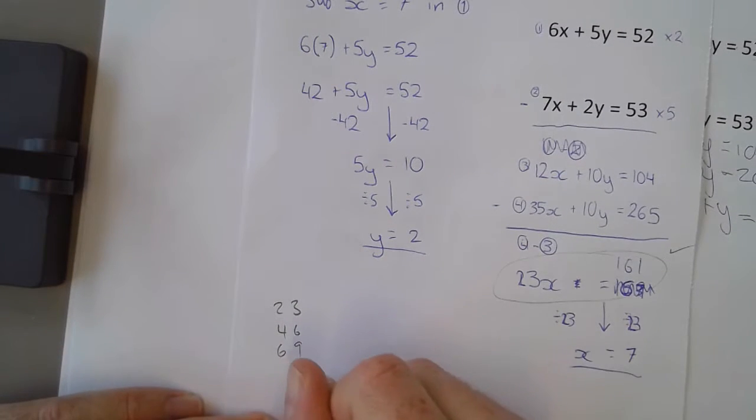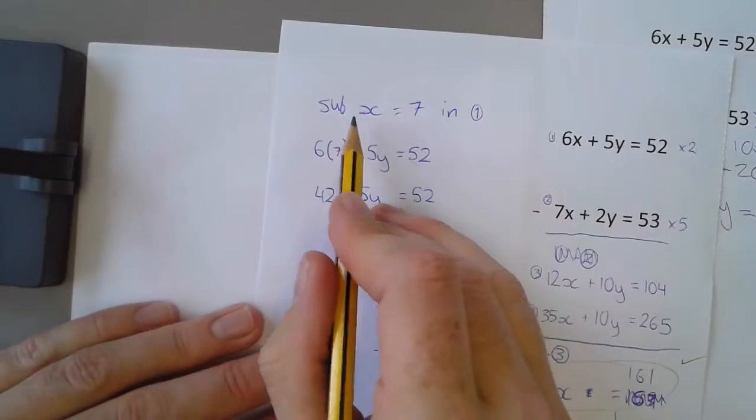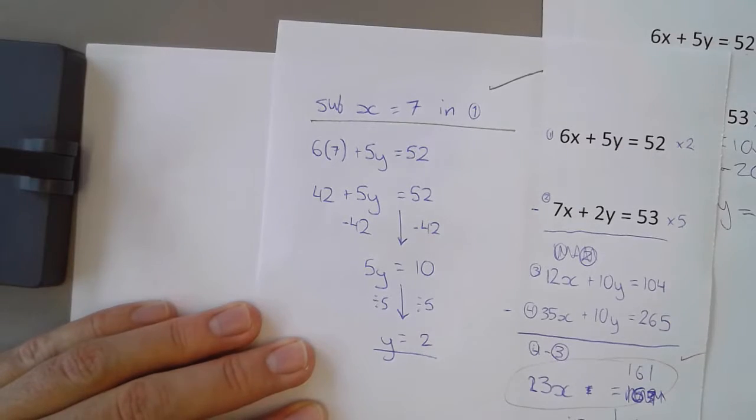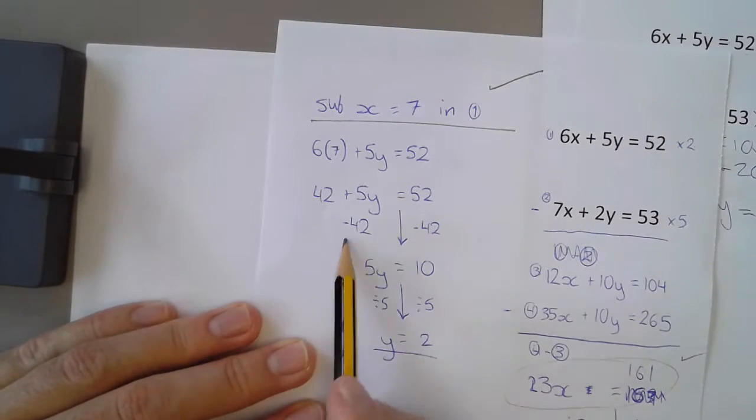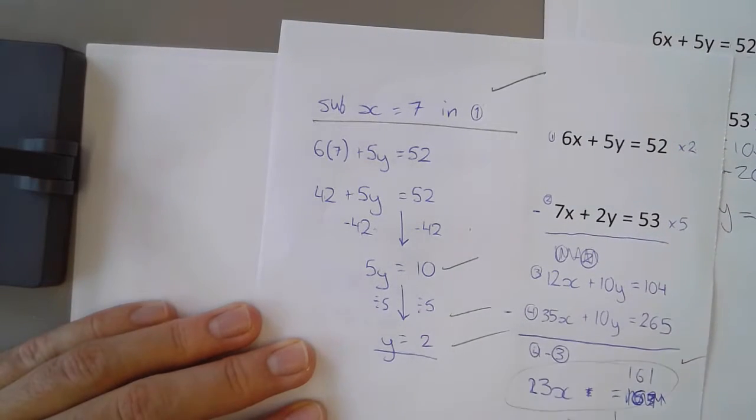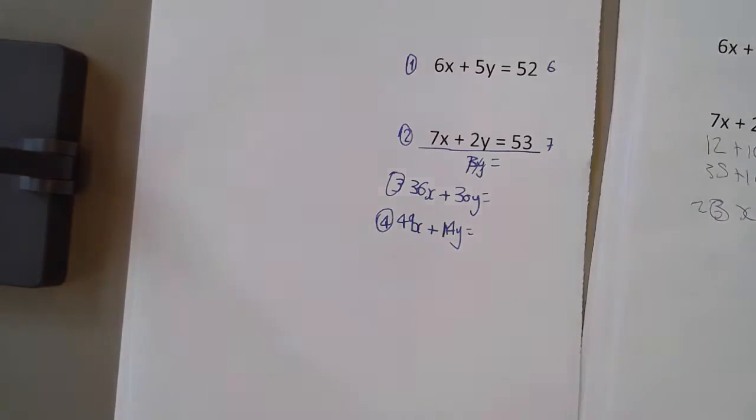Okay, so that works out being x equals 7. From there, I'm expecting to see the words sub x equals 7 in 1. We know from last lesson when we did our live marking that gets us a mark for that statement there. Subbing in the 7, getting the 42 off each side, 5y equals 10, divided by 5, y equals 2. So that was a really good example of how to do it correctly.